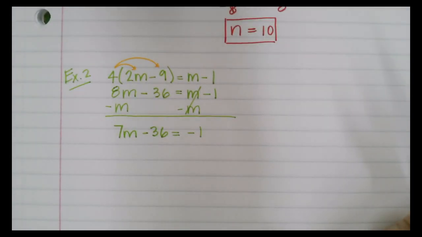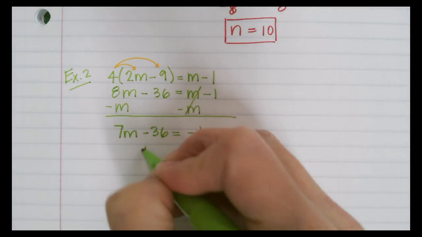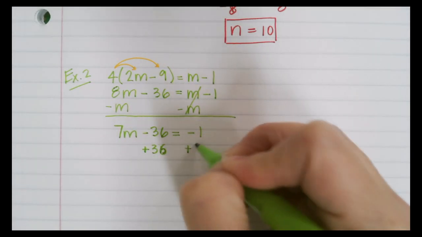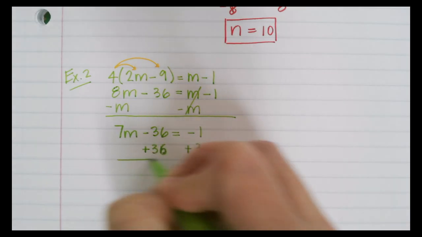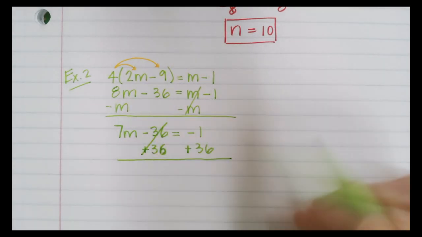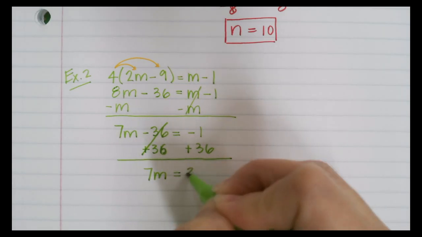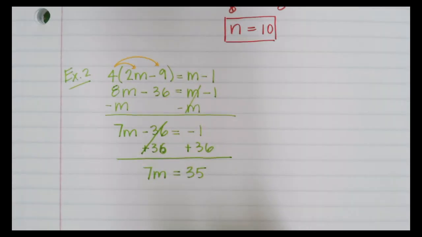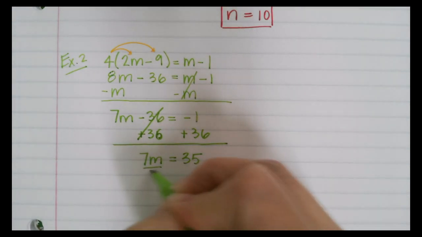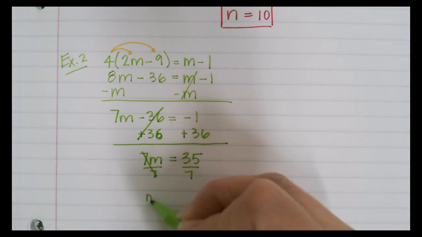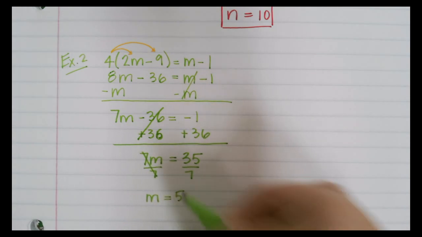Now I need to solve the two-step equation. I'm going to add 36 to both sides. So that goes down to 0. So 7m equals 35. Divide by 7. So that's gone, and m equals 5.